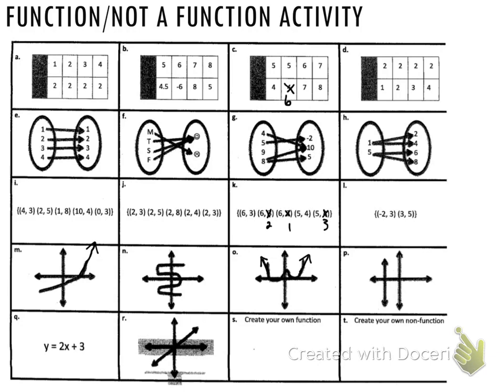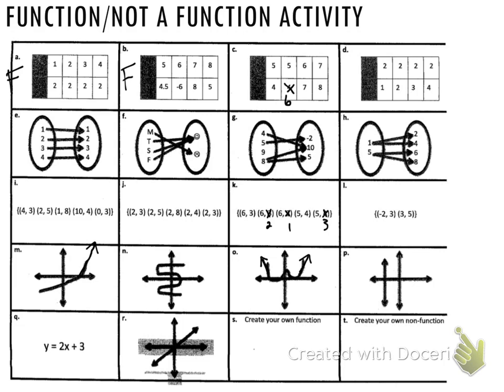Letter A, we already said was a function, correct? Does everyone understand why A is a function? Has no repeating x values, so I know it's a function. What did we put for letter B, and why did we put it? Where did we put letter B? Function. Why did we put function? Because it doesn't have repeating x values. No repeating x values. Very good.